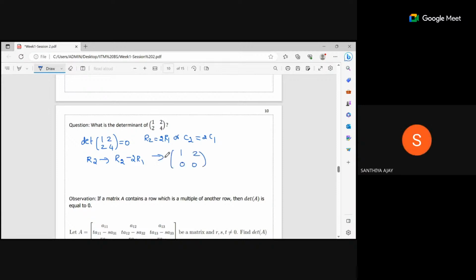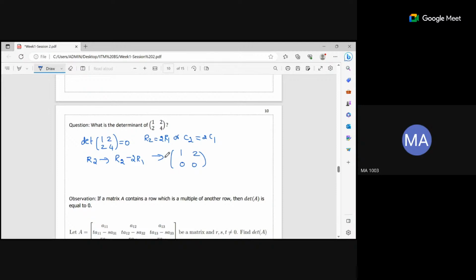Yes, ma'am. So you know that the determinant of this matrix is the same as the determinant of this matrix. So already we know that if one row is completely 0, then the determinant is 0. So in general, if you have one row or column as a multiple of the other, I'm just giving the explanation behind why this determinant is 0. It is very easy to see. That's why we are giving the explanation here.